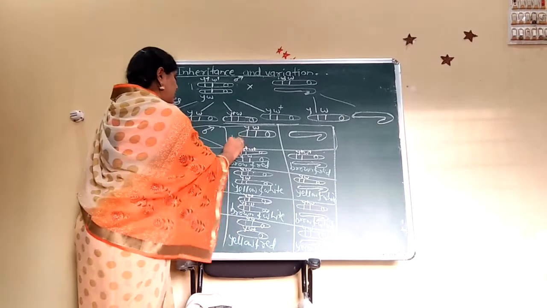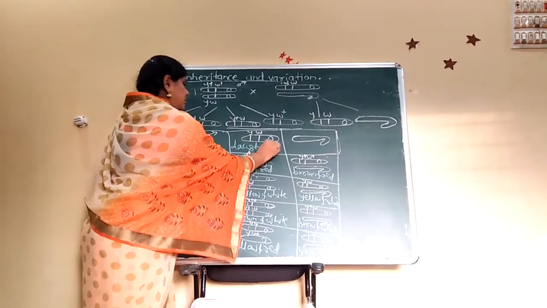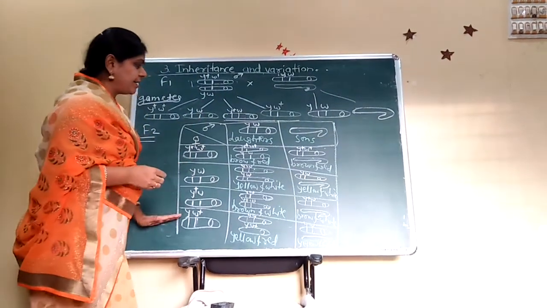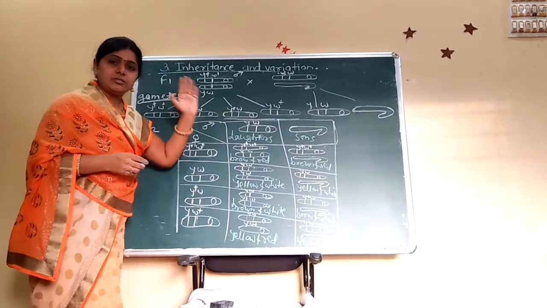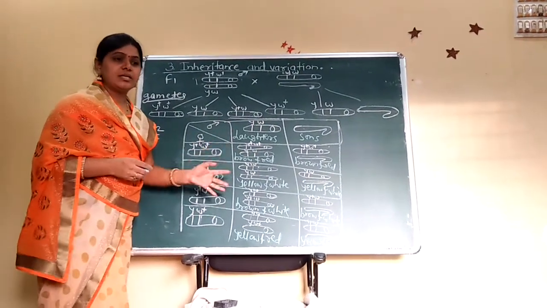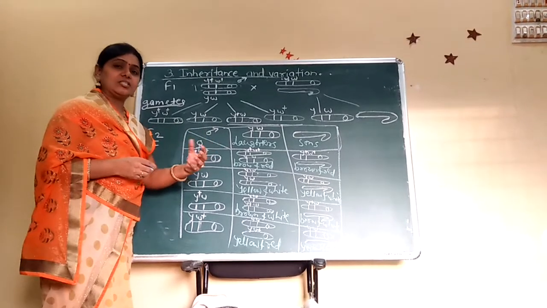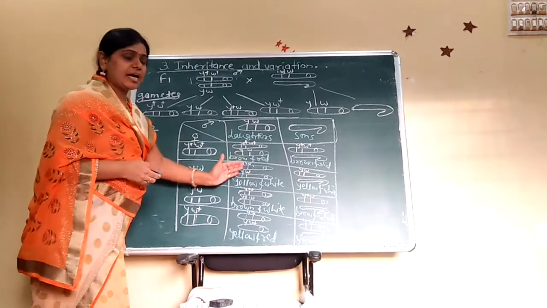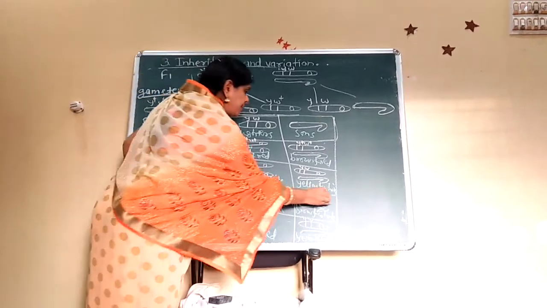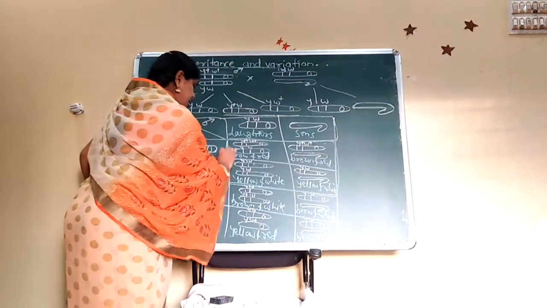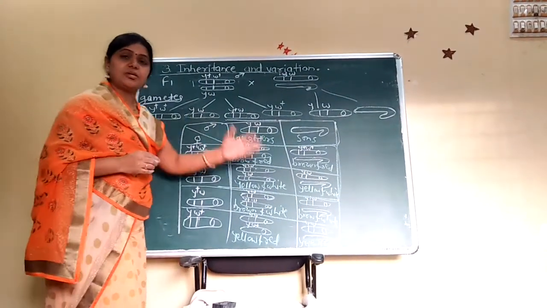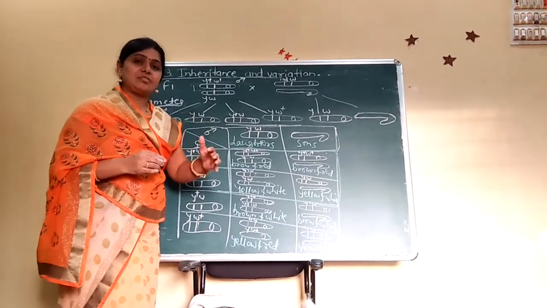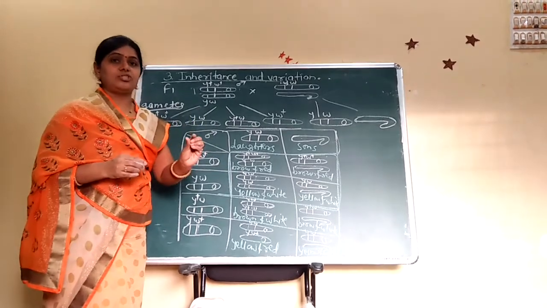This column all are daughters here. These are all daughters. And these are all our sons here. And when he saw the ratio, new combinations are very rare here, and the parental types are more. He saw in the experiment that more parental types are produced in the F2 generation.